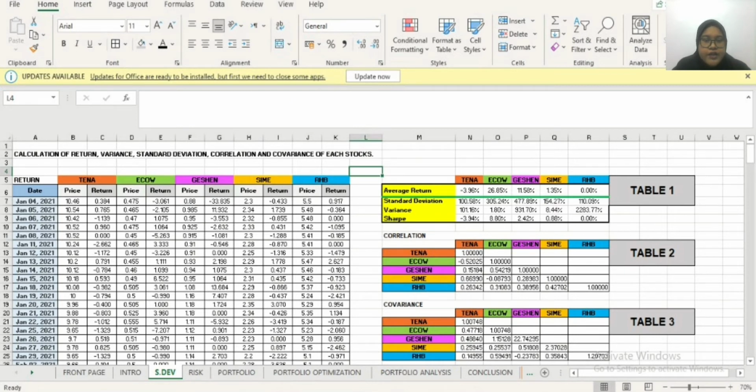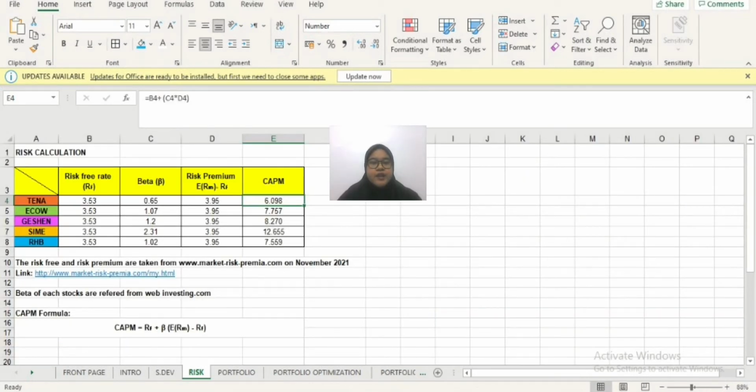Next is covariance in table 3. It shows that the covariance between Jishan and RHB is negative, which means both stocks move inversely. Okay, next is risk calculation.